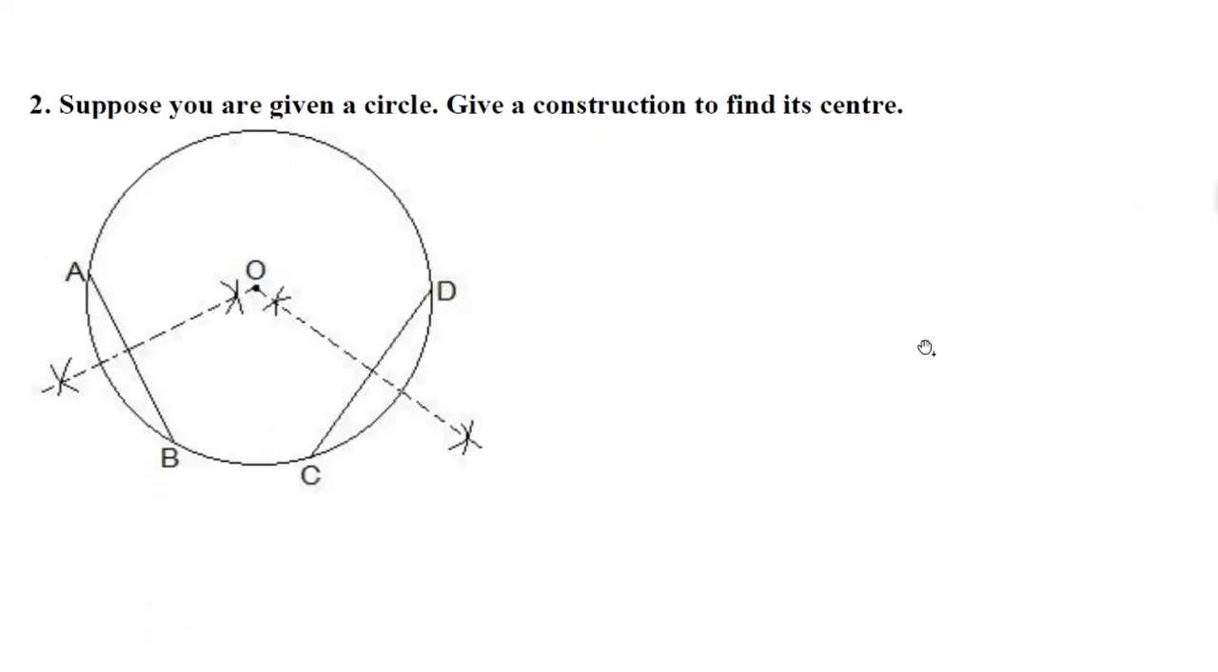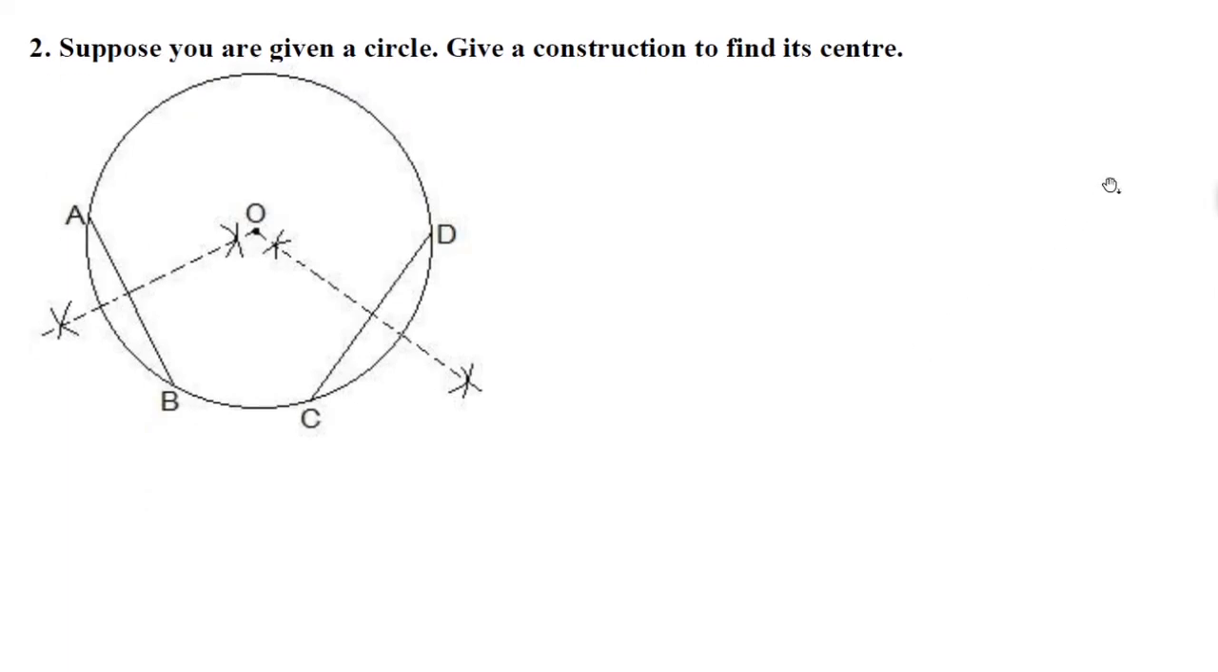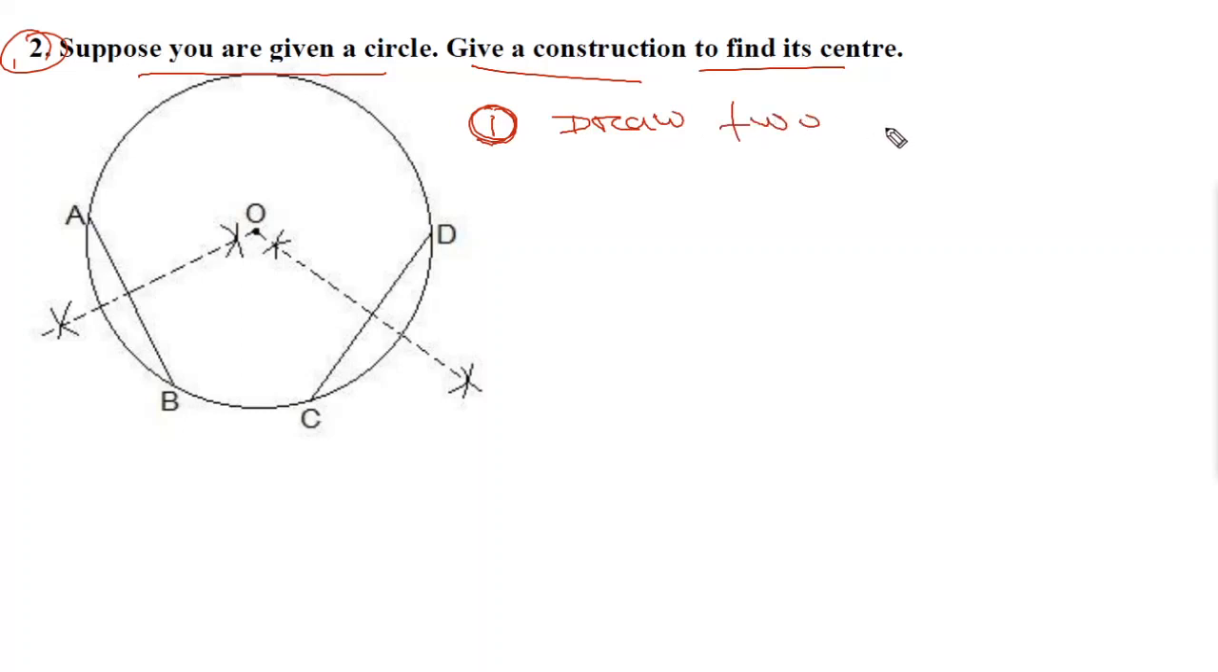Question number 2. So let's read it. Suppose you are given a circle, give a construction to find its center. So you have to write the steps of the construction to find the center. And what is given? Given is a circle. So our first step will be to draw two chords.